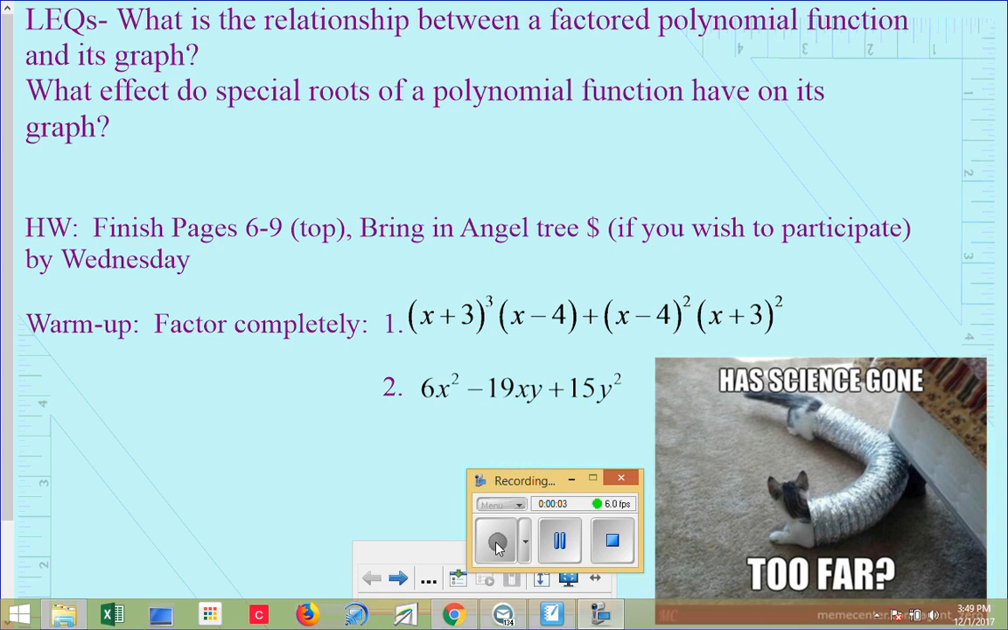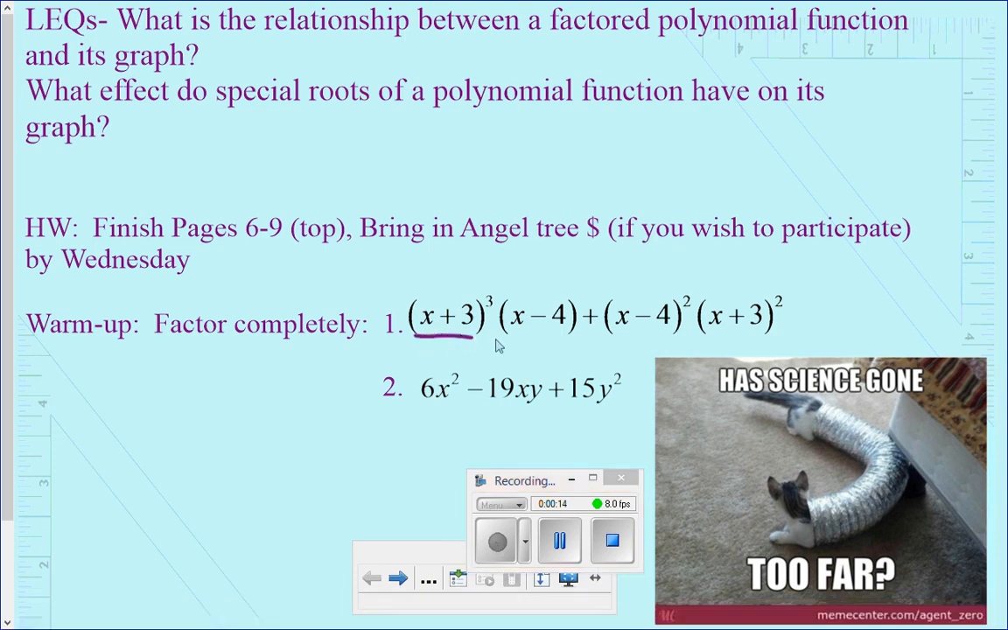This is day 3 of Unit 5. We started today with a warm-up, so go ahead and pause the video, try it, and then play to check your answers. So I start by factoring this, looking at the two groups.